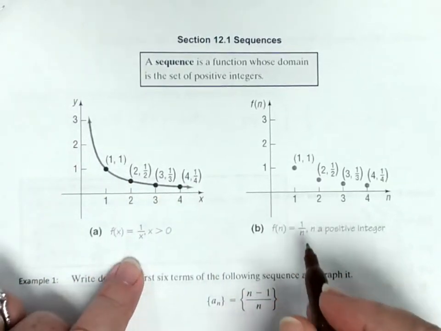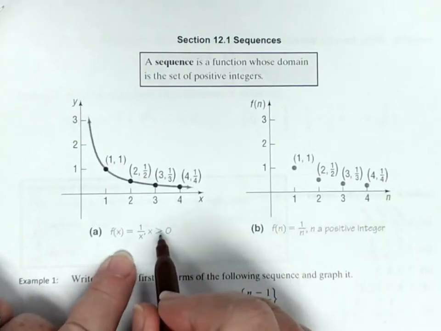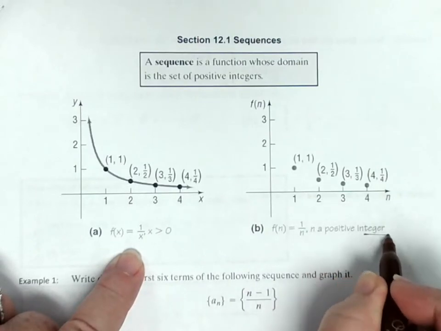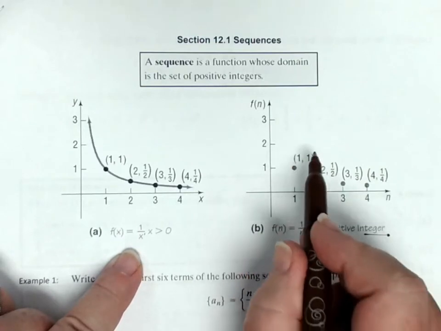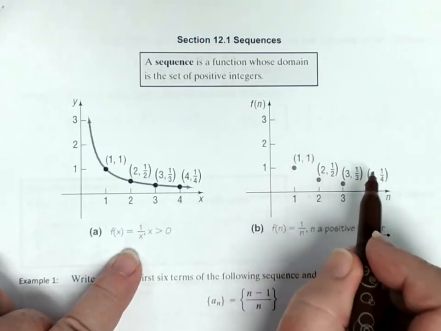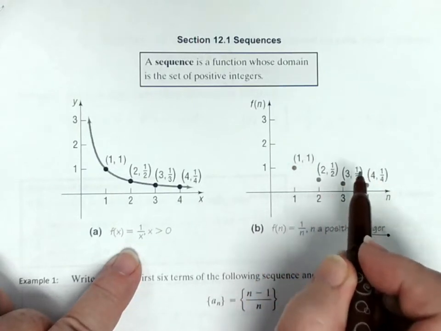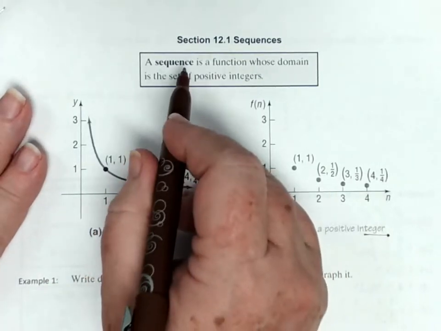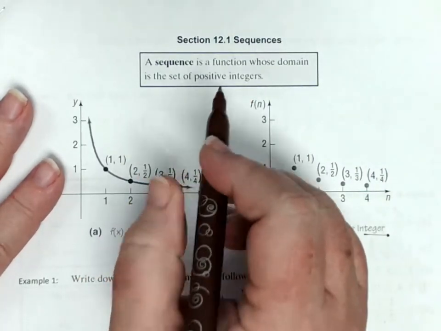This looks just slightly different, and the difference is that x can be any number greater than 0 on this one, whereas this is only integers, and that means no fractions are allowed. Now, you'll say, but there's fractions in our answers. Yes, there are fraction values allowed for our range, but notice our domain is 1, 2, 3, 4. And that's because what we're really talking about with a sequence is a set of positive integers.